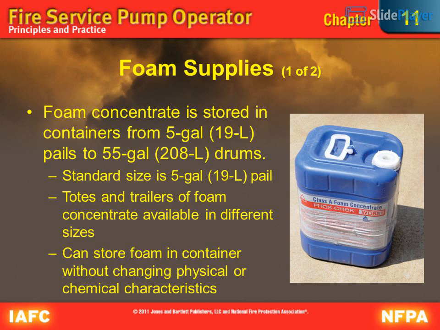Foam supplies, 1 of 2. Foam concentrate is stored in containers from 5-gallon, 19-liter, pails to 55-gallon, 208-liter, drums. Standard size is 5-gallon, 19-liter, pail. Totes and trailers of foam concentrate available in different sizes. Can store foam in container without changing physical or chemical characteristics.